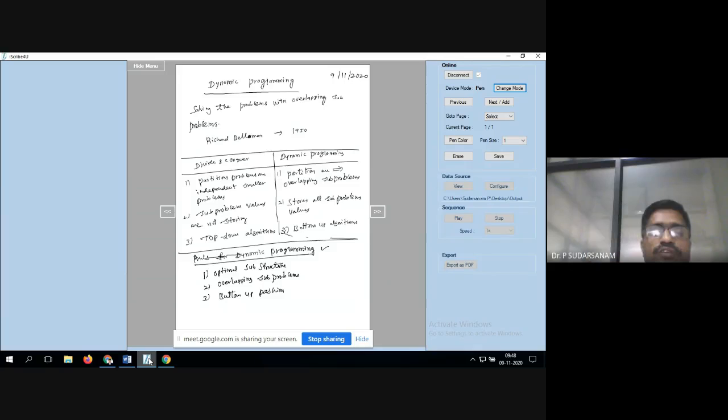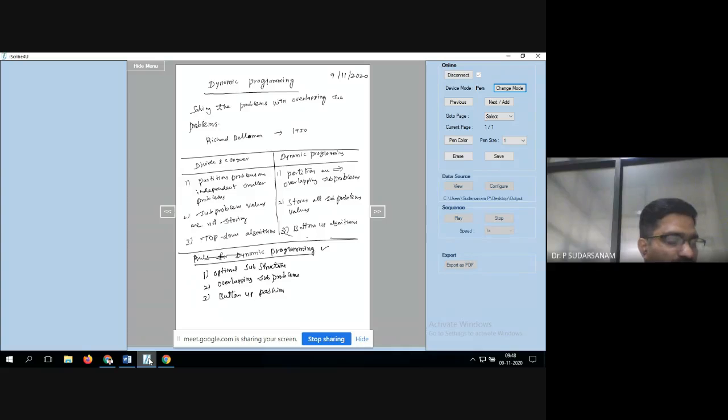So now we'll see what the optimal substructure is. It is nothing but an optimal solution to a problem containing optimal solutions to the subproblems. Any problem you are having will be overlapping some of the previous problems. That is what the optimal substructure is, which you will be solving.